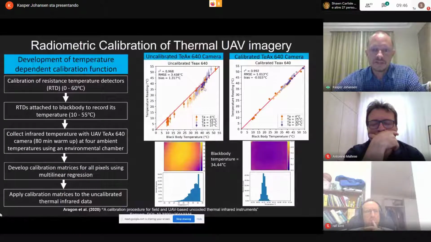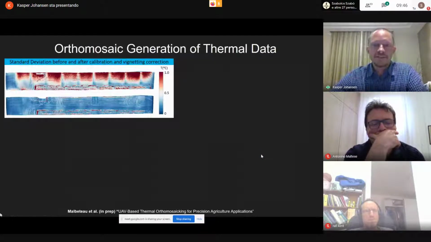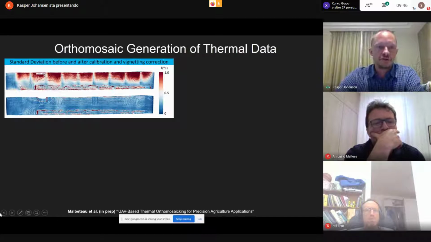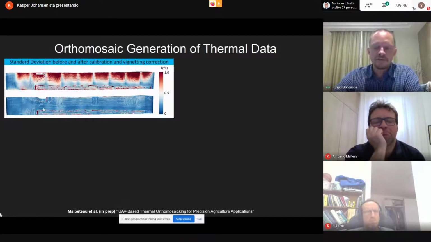But what you can also see further below is that the vignetting effect was significantly reduced once applying that calibration method. To test how that calibration method worked in the field, you can see here some ortho photos along a flight line at the top. That's the standard deviation before we applied the calibration approach. And at the bottom, that's the standard deviation after we applied the calibration approach. So you can see quite a significant reduction in the standard deviation.